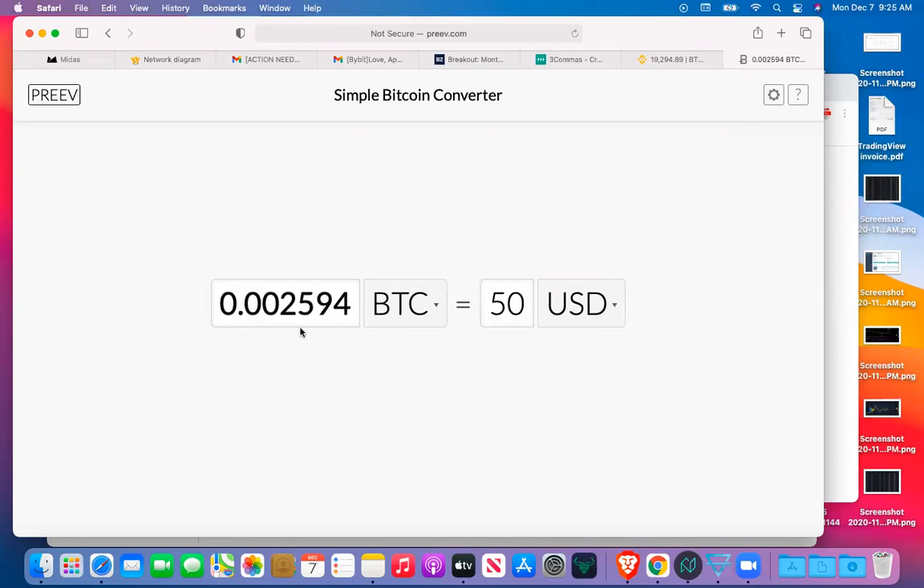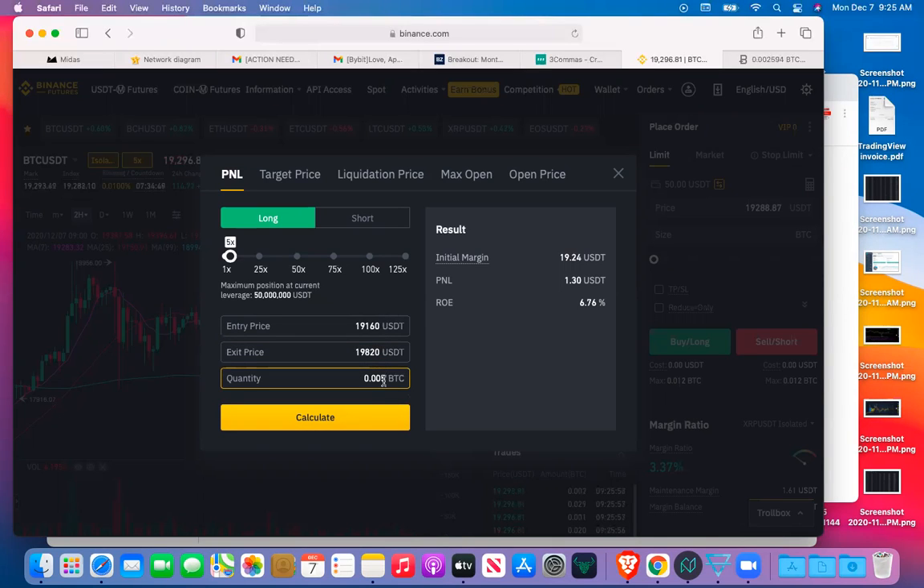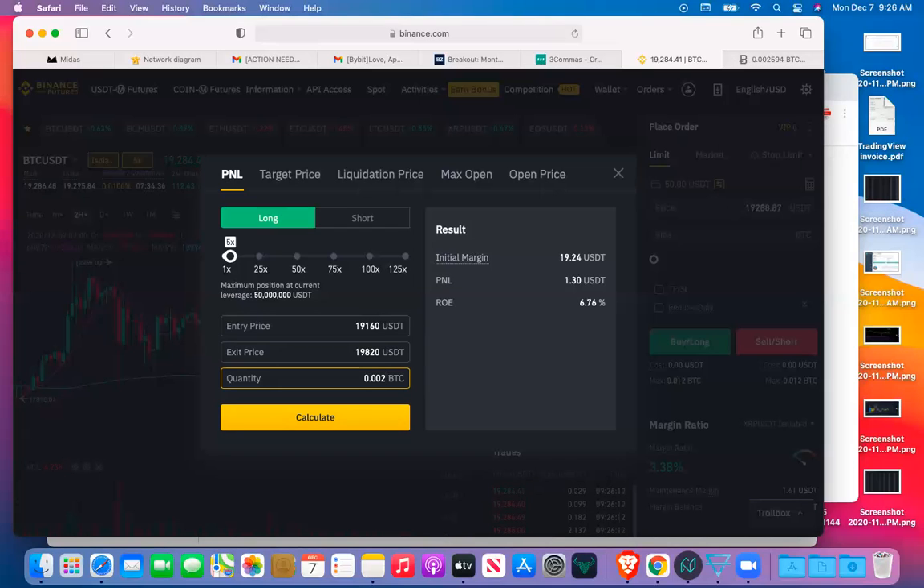So let's say $50 is this 0.002594. Am I correct? I think so. Okay, then 0.002. Then I calculate. So P&L, I'm just going to have about $7. So at the end of the day, if I go in for more better portfolios, this is 0.01. So $8.